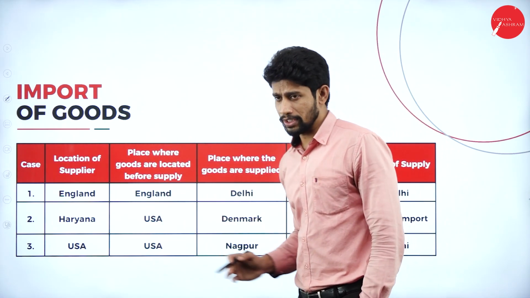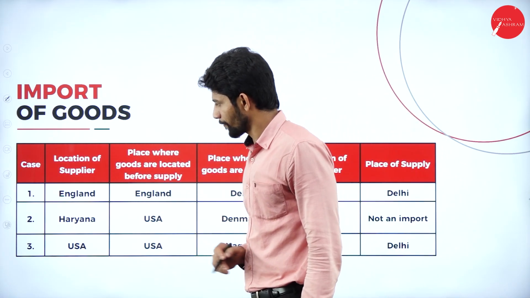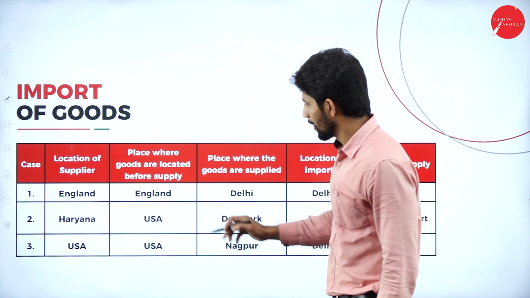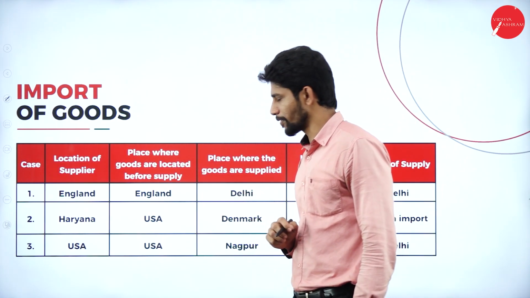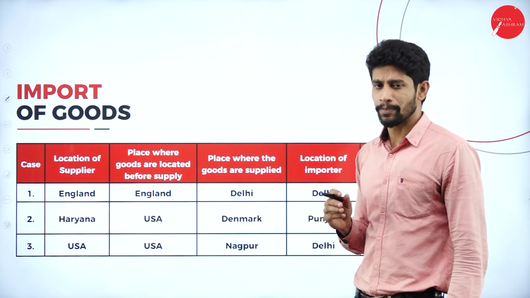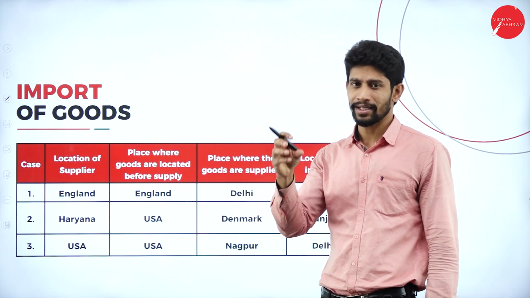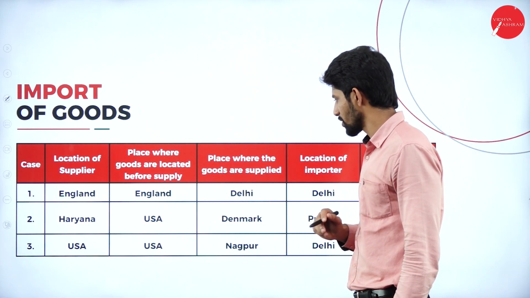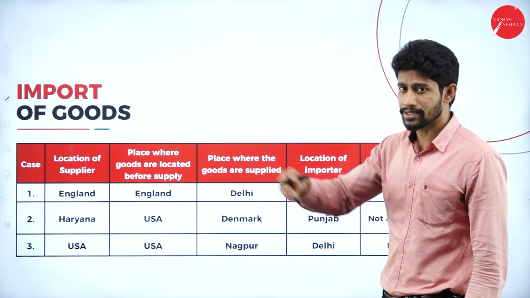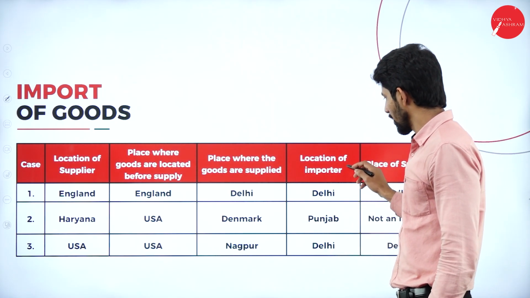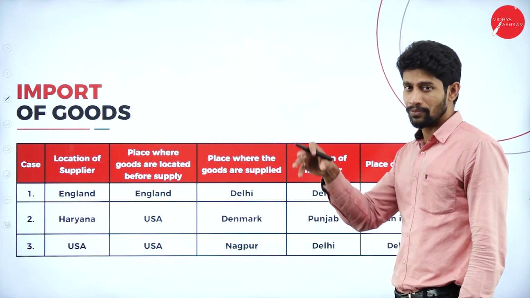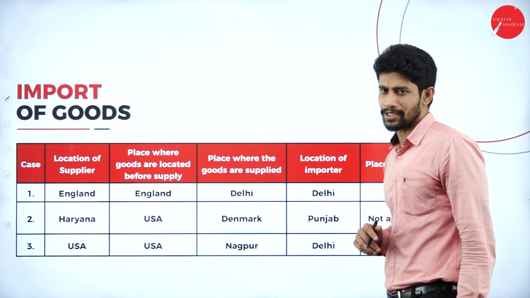So we have three cases. Location of supplier, like from where he is supplying. Then the place where goods are located before supply, that means before dispatching the goods, in which place the goods were. Next, the place where the goods are supplied, that means to which place the goods are supplied, and the location of importer, that means the person who is importing to India, where he is staying, and the place of supply.